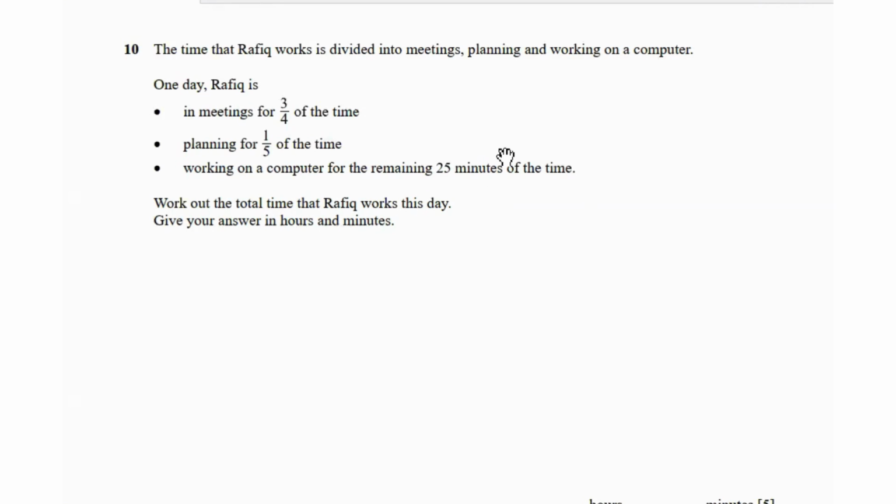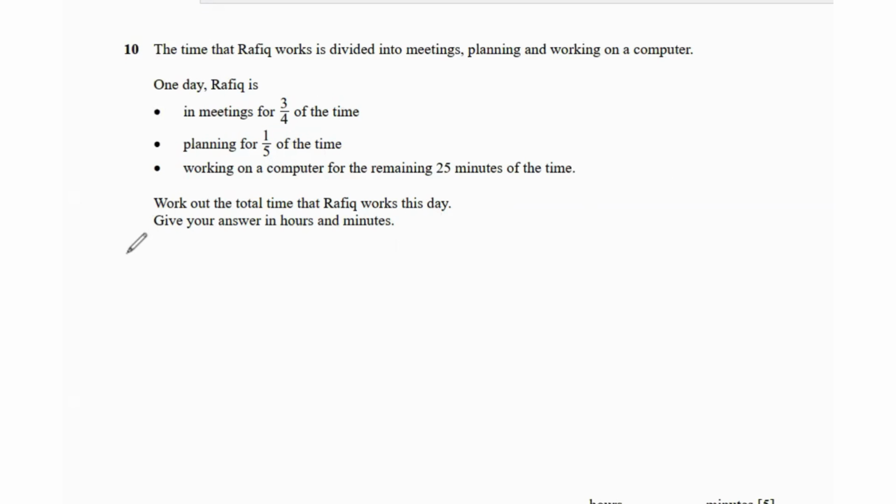So if he's taking 25 minutes of the time on working on a computer, let's first use that to figure out how much time he's working altogether the entire day. So we know that 3/4 of the time is spent on meetings, 1/5 is spent on planning. So what fraction is spent on working on a computer?